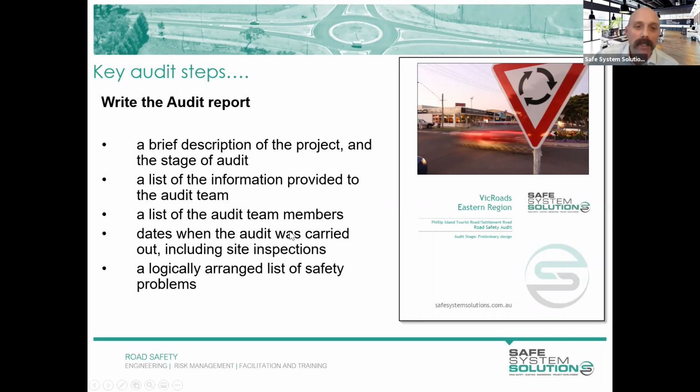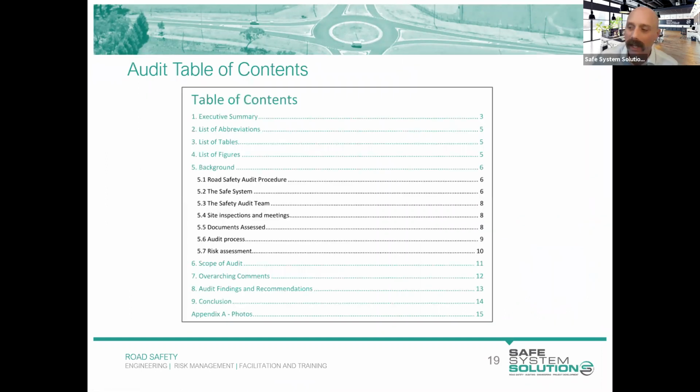A list of the team members goes in there, the dates the audit was carried out, and a lot of people like to put the weather conditions when they were on site. A logically arranged list of safety issues and their risk rating and the like. And so there's a typical table of contents you might see. Photos, I encourage photos and snips of the design in the table of findings, but also in an appendix. And the other thing is that at the end here, you sign the audit report. It is an official document. You sign it, you date it, and it's put forward there.